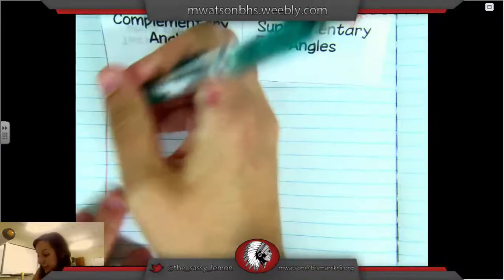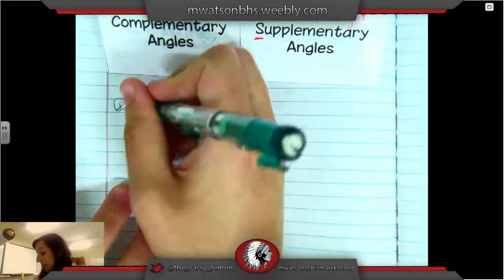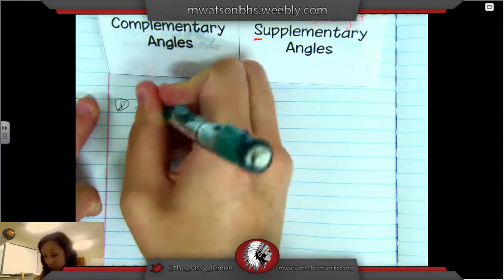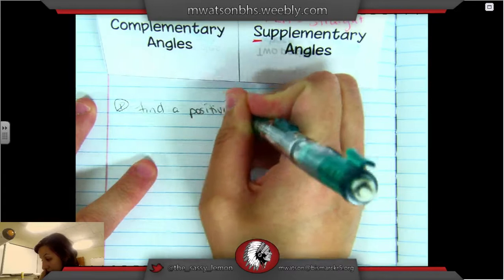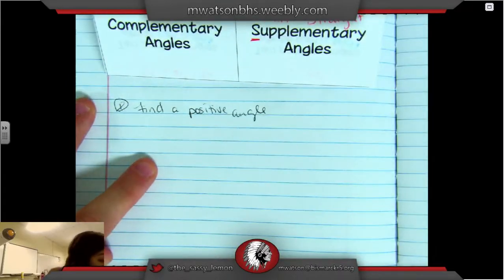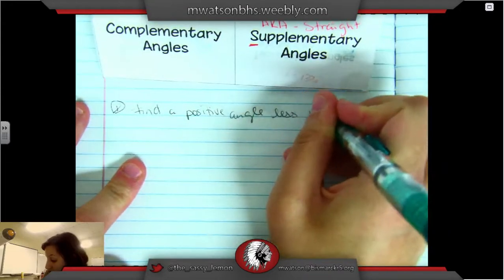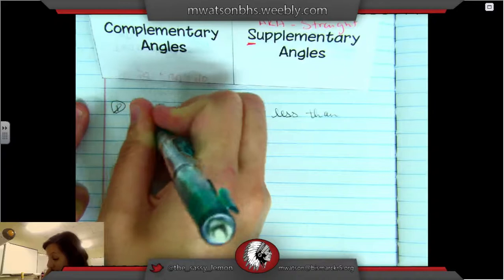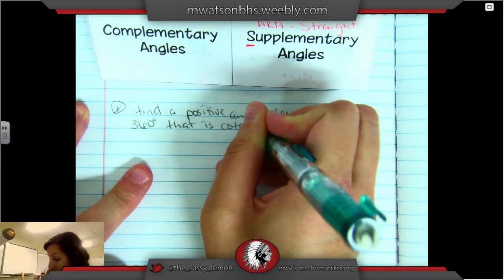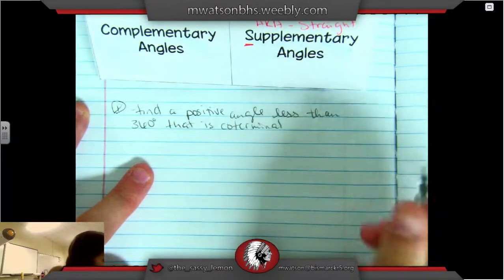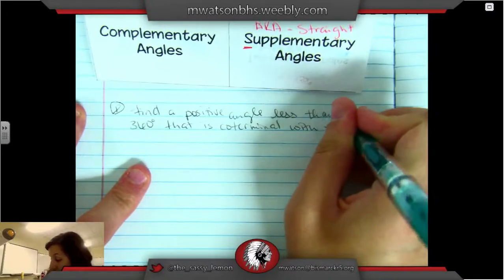The first one is I want you to find a positive angle. So write this down. Find a positive angle less than 360 degrees that is coterminal with negative 150 degrees.